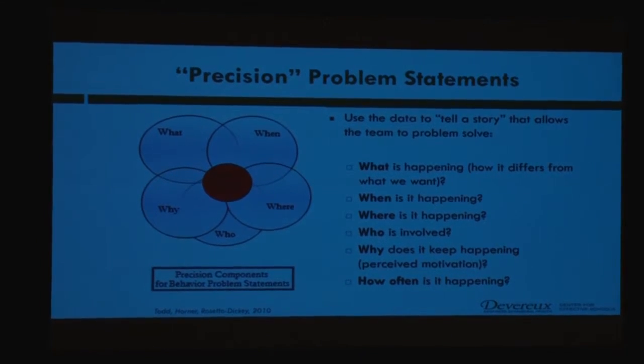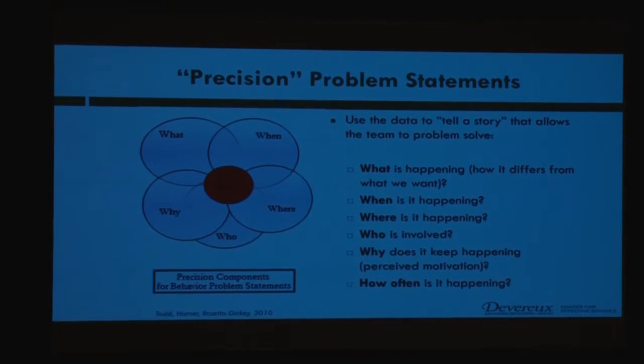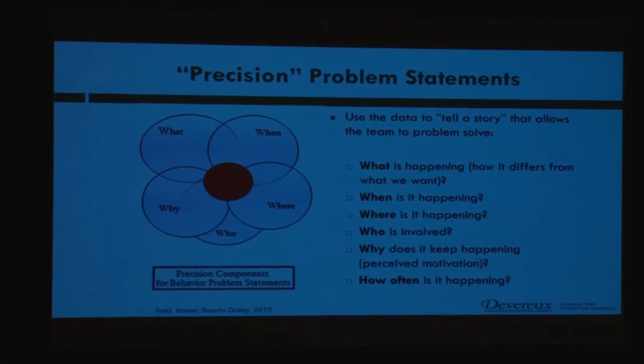So this is a precision problem flower. And in order to have a great problem statement, we need to make sure the flower is entirely full. We want our data to tell a story, so we want to be able to understand who's involved in the incident, and that always sounds like it should be a student, but usually there's someone else involved too, whether that's a peer or a parent or a teacher or an assistant or a coach or anybody else who might be involved in our building. We want to know what's happening in the problem and how that's different than what our expectation is, when it's happening, where it's happening, why it's happening. That's been a really big one in terms of teaching our building-wide staff to really understand what motivation might be for different behaviors, and then how often that happens.